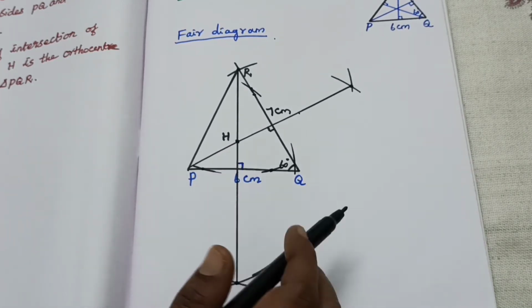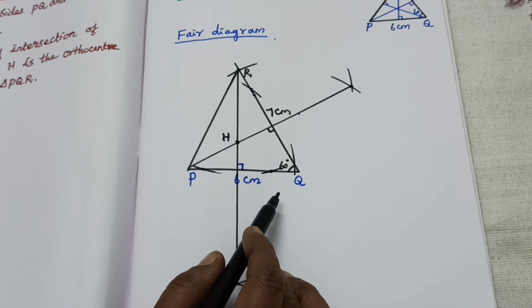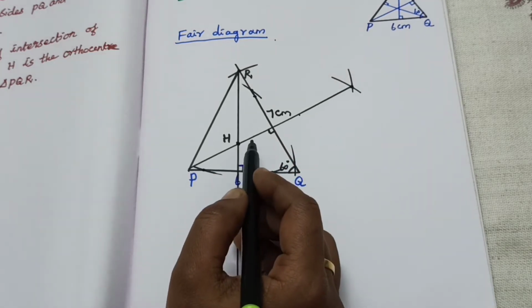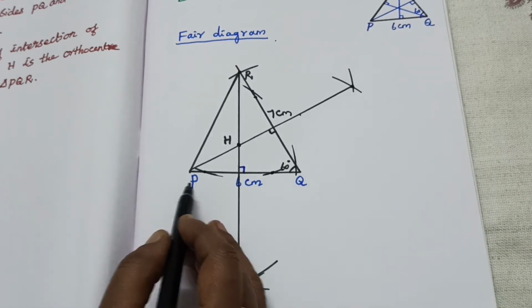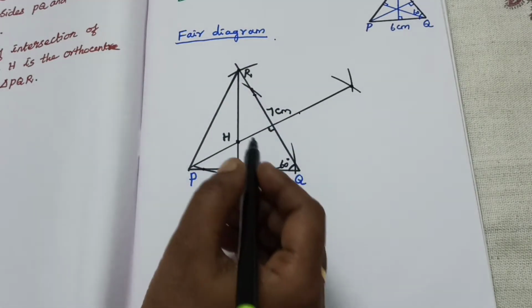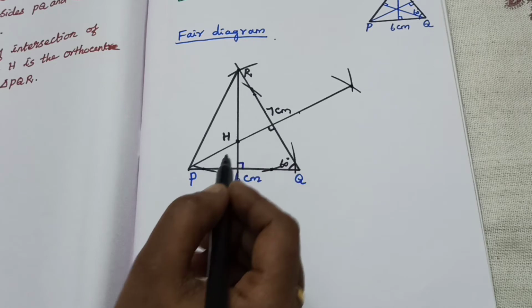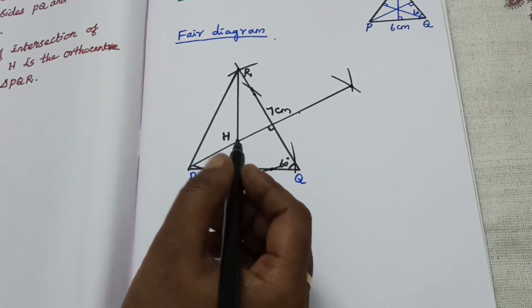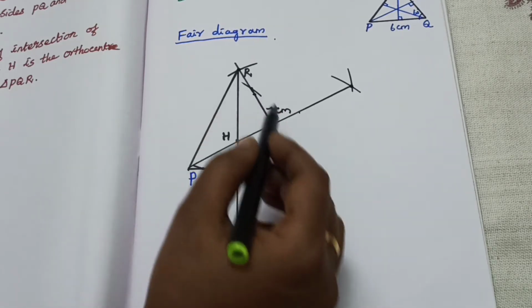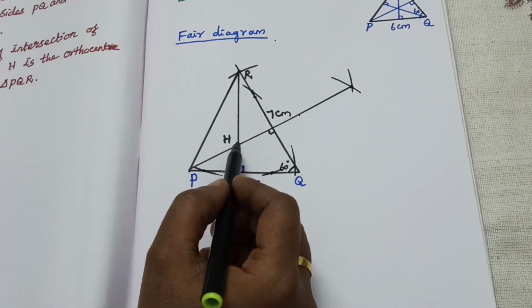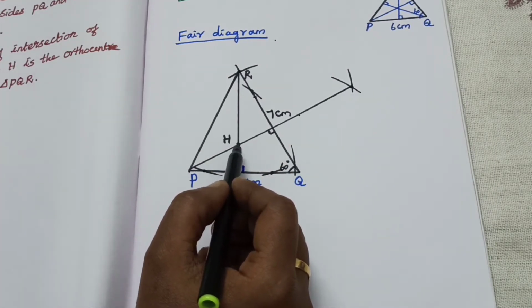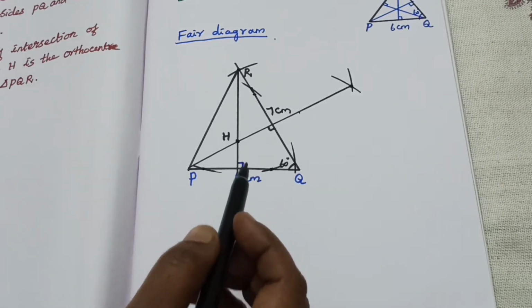Then point of intersection of the altitude heights is the orthocenter of the given triangle. Given triangle is which one? PQR. Then which is the orthocenter? H is the orthocenter. Then this is the acute angle triangle, isn't it? So orthocenter where it will come? Then inside of triangle.